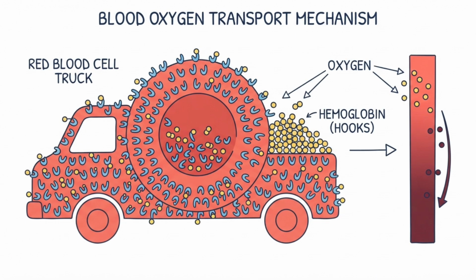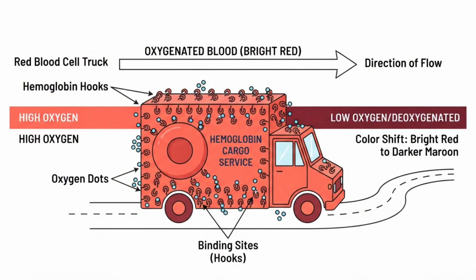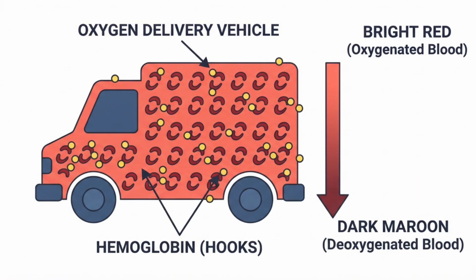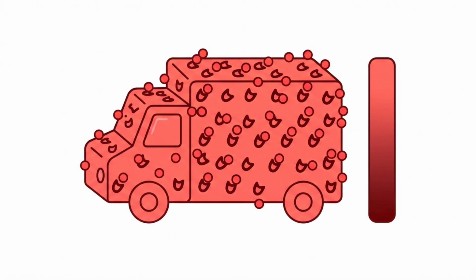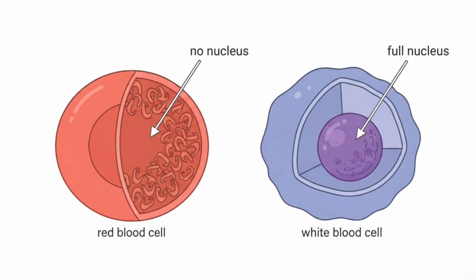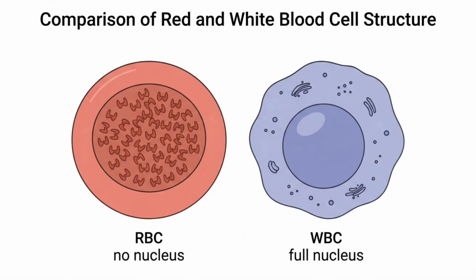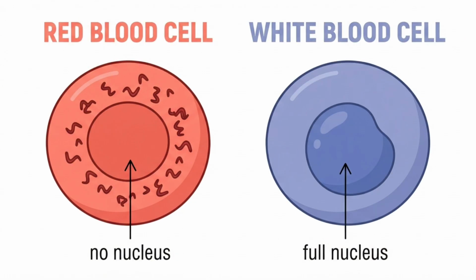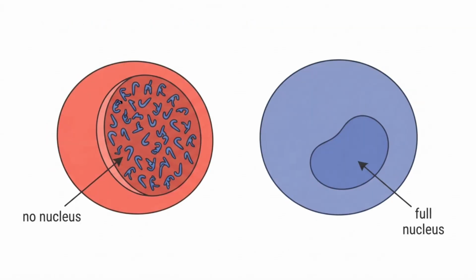Uniquely among the body's cells, mature red blood cells eject their own nucleus during development, sacrificing the ability to repair or reproduce themselves in exchange for more internal space to pack in hemoglobin, a trade no other major blood type segment makes. That's a sharp contrast with white blood cells, which keep their full nucleus and genetic machinery because their job depends on active decision-making, not raw cargo space.